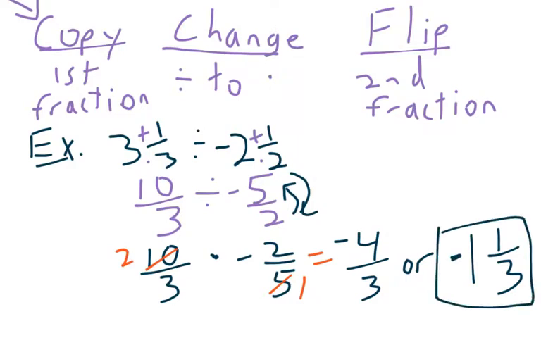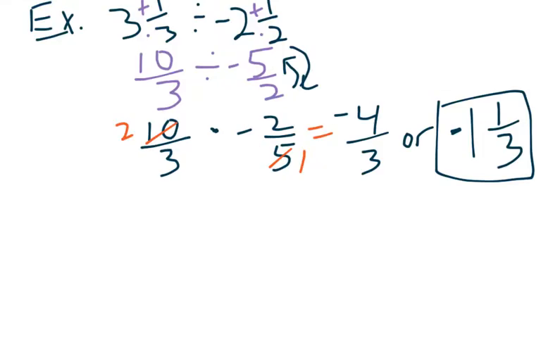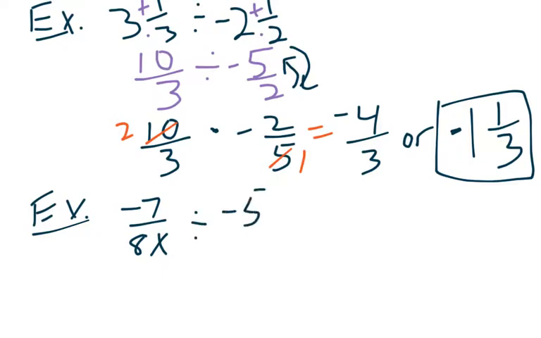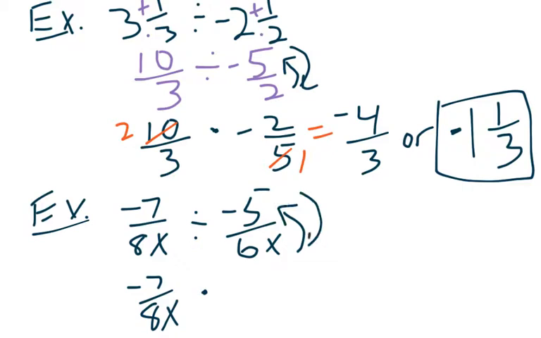All right, let's step it up a notch. Let's throw some variables in there. So -7 over 8x divided by -5 over 6x. First off, they're both proper fractions. They're not mixed numbers, so we don't have any additional steps on this one. So we can just copy it, change it, and then flip it. So copy it down and make it -7 over 8x. Change it to multiplication, and then flip it so it becomes 6x over 5, and it's negative.